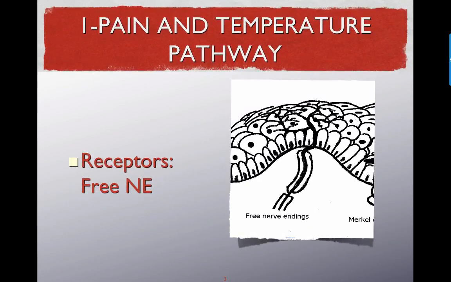We'll start with the pain and temperature pathway. First, the receptors are the free naked nerve fibers present in the epidermis, and of course take care that we are talking about the fast pain and not the slow pain.